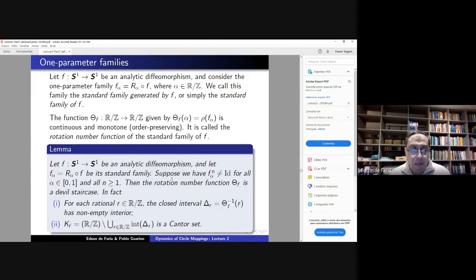In fact, if you remove the endpoints of these intervals, which are on the Cantor set, so you have a countable set of values, then on the remaining part of K sub f, this Cantor set, the function theta sub f increases strictly. It's strictly increasing.